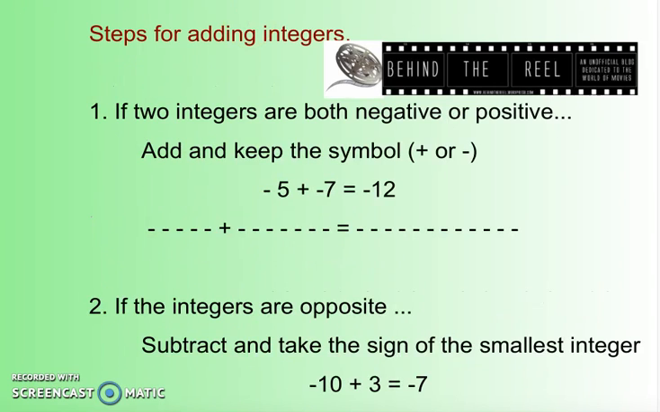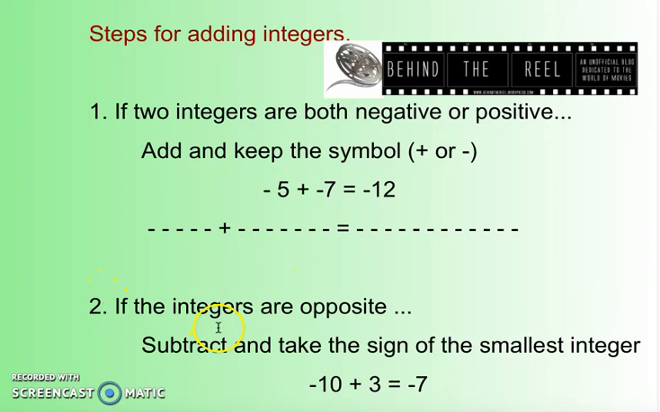And here's another way of looking at it. If 2 integers are both negative or both positive, I just add them and I keep the sign, or keep the symbol. So if I'm adding -5, that's what this would look like, 5 negatives plus 7 negatives, I'm just adding them together and going further into the negatives, so it'd be -12.